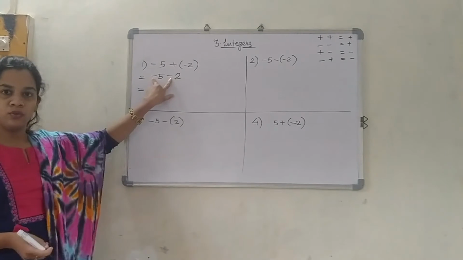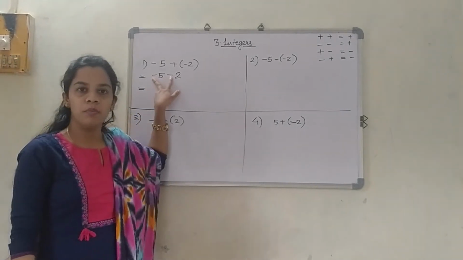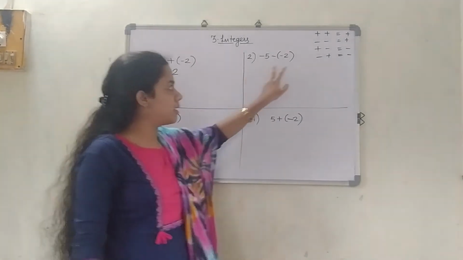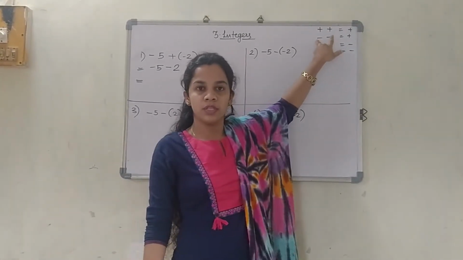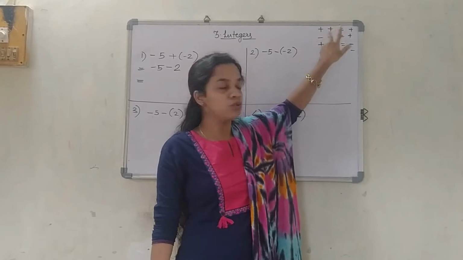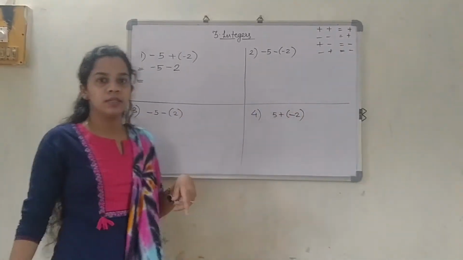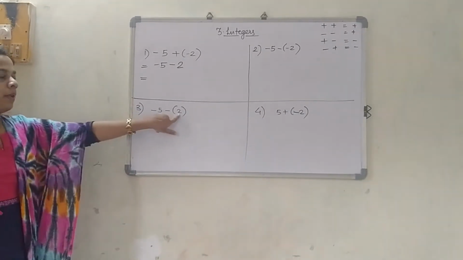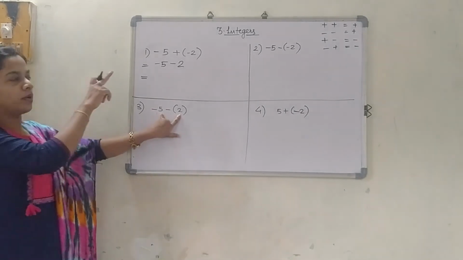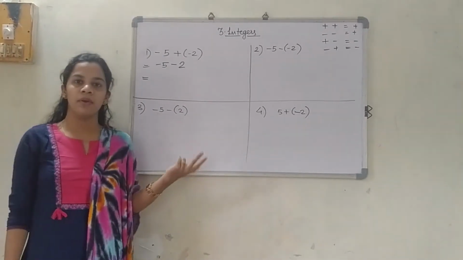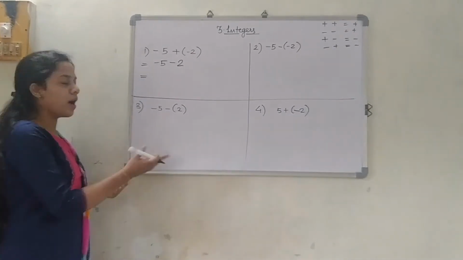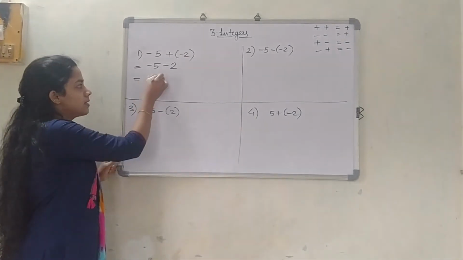Now just pay attention over here. Minus, minus. Two signs you can see here. Which are those? Minus, minus. When it is minus, minus, what you are supposed to do? Yes, we are supposed to add them. That is 5 plus 2. When two signs are same, we are going to add them. That is 5 plus 2, it is 7.